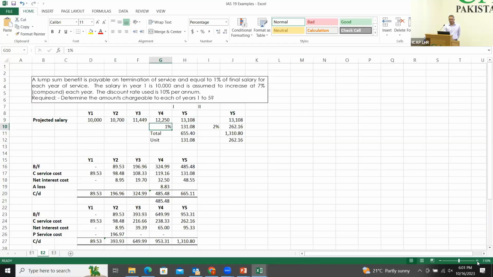It's 1%, and then if you multiply this 1% of final salary with the total number of years of service, which is 5 years, you come up with the total value of 655.40, and then if you divide it by 5, it will be your 1 unit. So as the defined benefit plan is based on the final salary, the benefit the employee is going to earn in, let's say, gratuity or in pension is not your current salary.